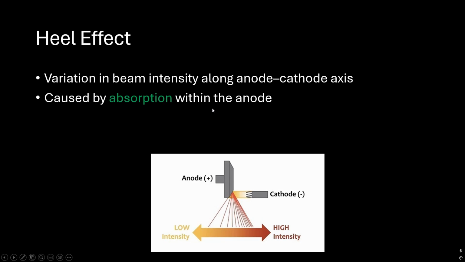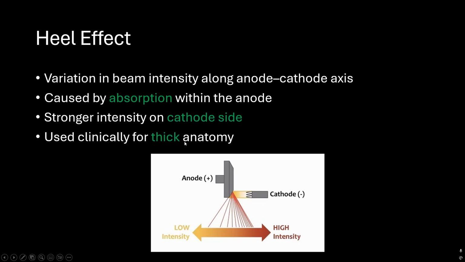It's caused by absorption within the anode. As I mentioned before, as electrons travel through the anode, fewer electrons reach the other side. There is stronger intensity on the cathode side, and it's used clinically for thick anatomy.